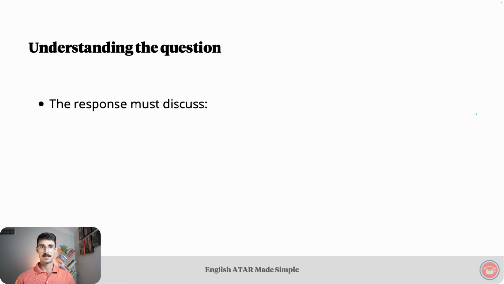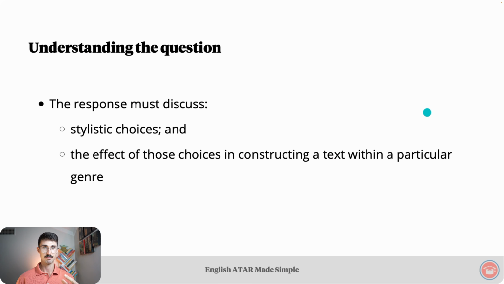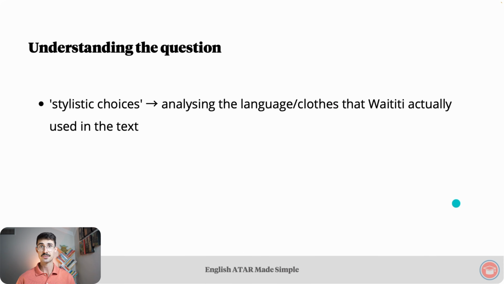In other words, the response must discuss stylistic choices and the effect of those choices in constructing a text within a particular genre. This last part, within a particular genre, is another aspect of the question. This means answering the question will involve analyzing the language or clothes that Waititi actually used in the text.